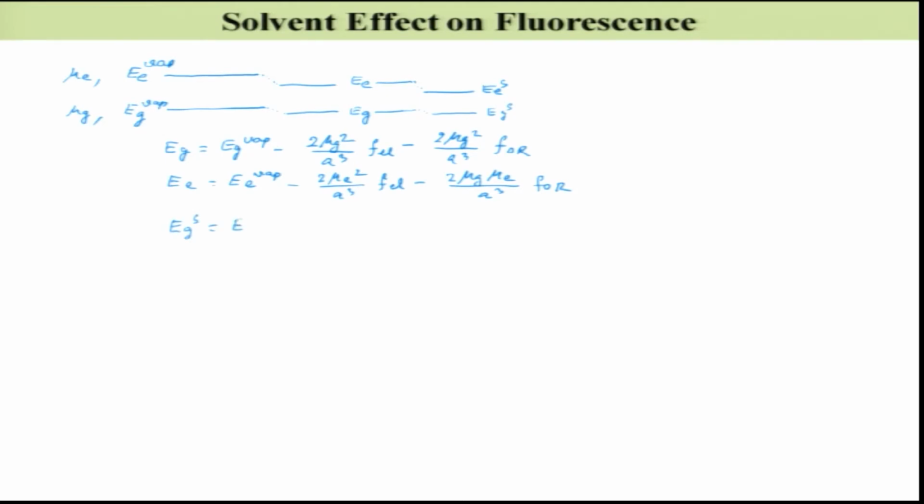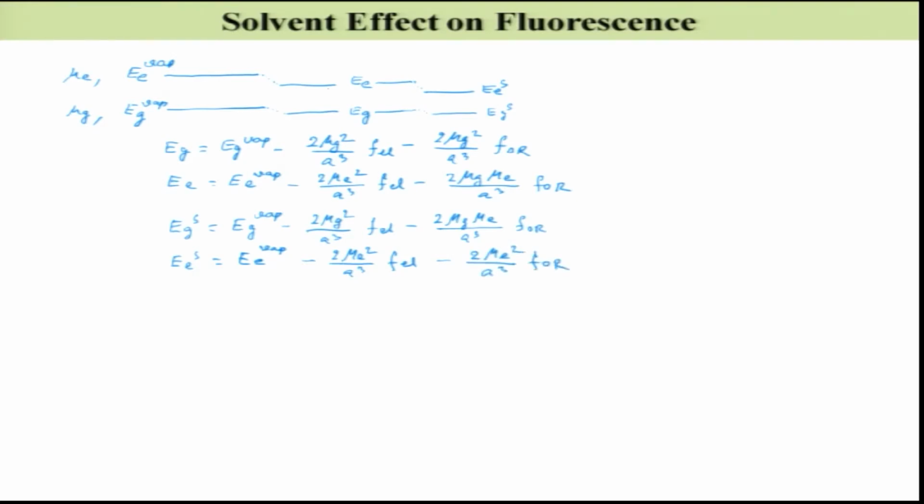And we found that E G S is equal to E G vapor minus twice mu g square by a cube F E L minus twice mu g mu e by a cube F O R, and E E S is E E vapor minus twice mu e square by a cube F E L minus twice mu e square by a cube F O R. So, we got these 4 equations.